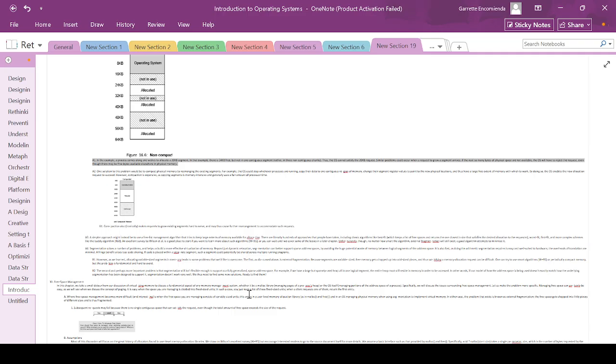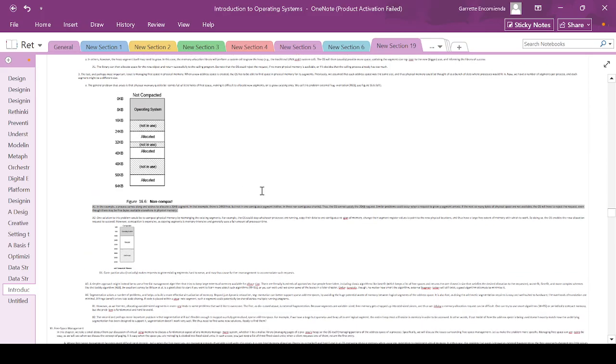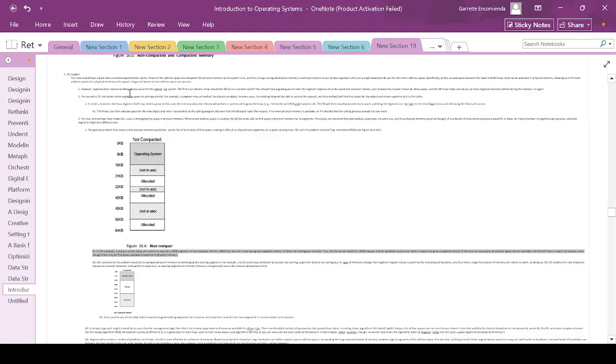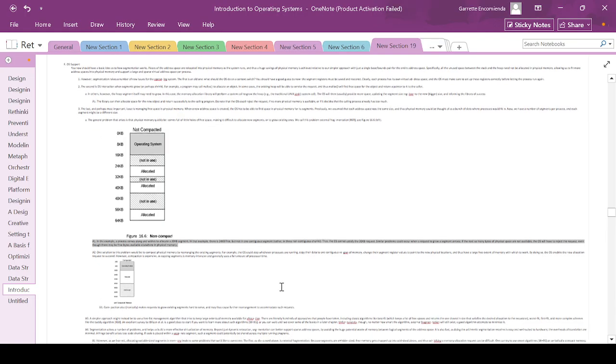Similar problems could occur when a request to grow a segment arrives. So just like growing a heap, if the next so many bytes of physical address are not available, the OS will have to reject the request, even though there may be free bytes available elsewhere in physical memory. So we solved the problem of memory not allocated inside the process. But the contiguousness, like when requesting a heap or managing this free space, is still an issue. So that's actually the second issue we discussed earlier, aside from context switch.